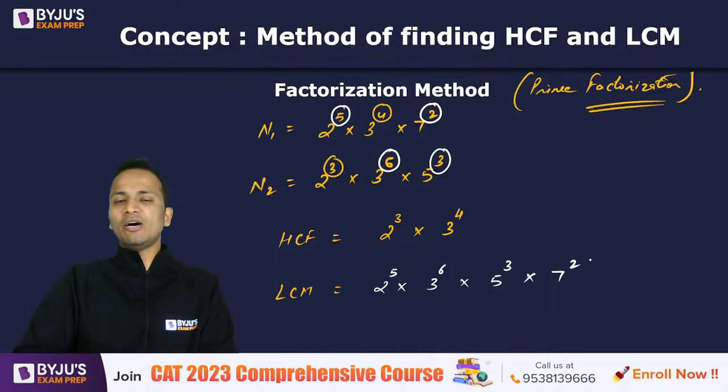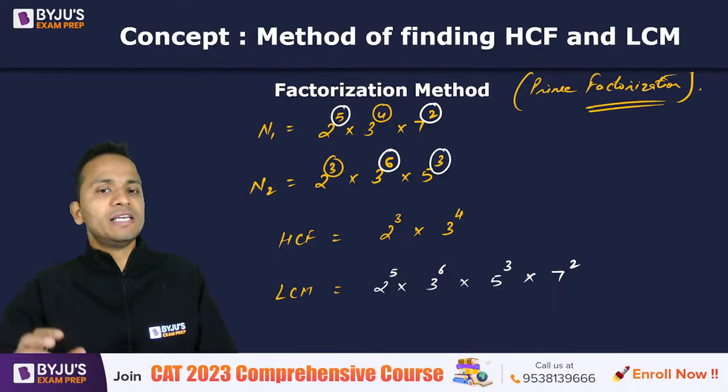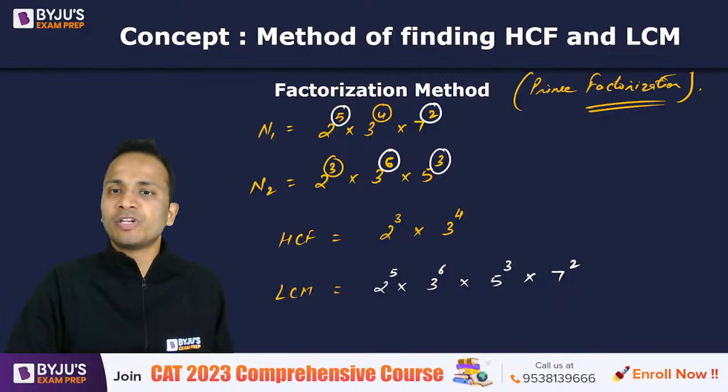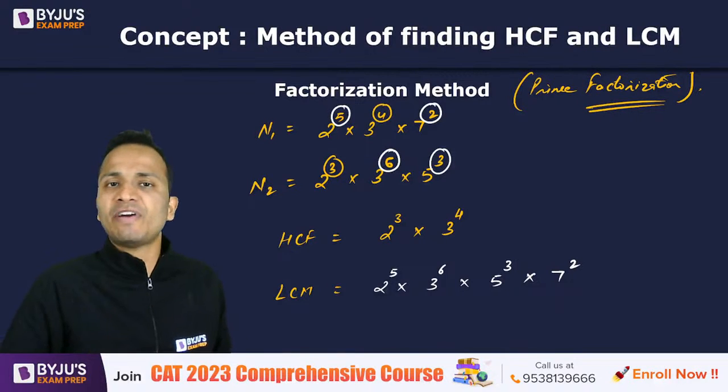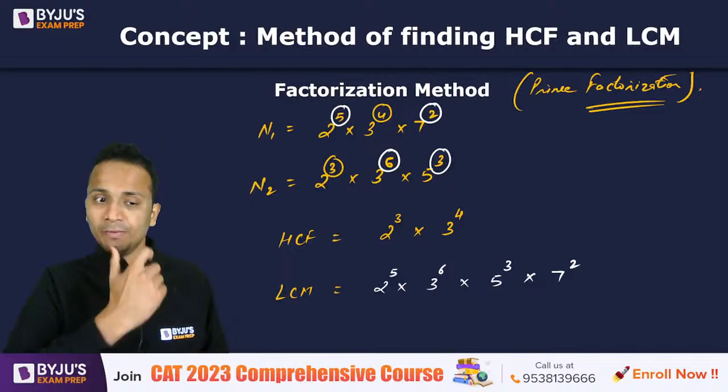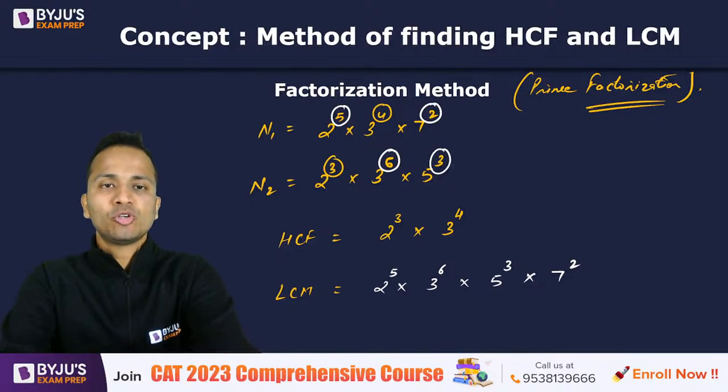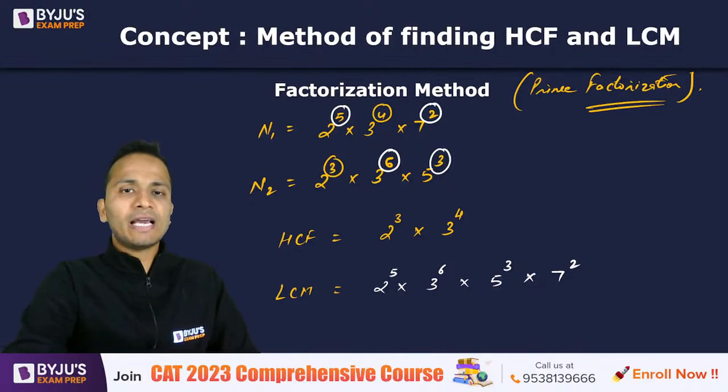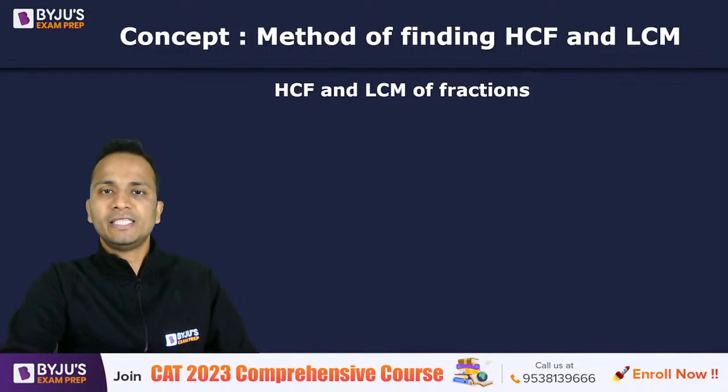So this is how you will be finding the LCM and HCF for the given set of numbers which are already converted into the prime factorized form. That is how we generally calculate the LCM and HCF.